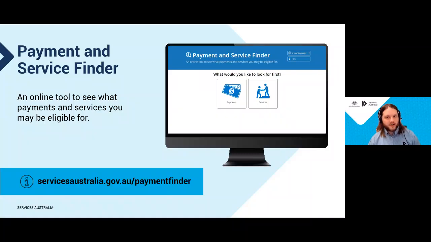Now, if you're not sure where to start, our Payment and Service Finder is a great tool for you to use that you can explore payments and services on. It asks you several questions about your circumstances, about your income and assets, your age, some of your living arrangements, etc. And it will then suggest payments for you to explore further. The Service Finder is a great way for you to learn more about the government and community organisation support available to you in your state or your territory. If you haven't had a look at the Payment and Service Finder, make sure to head to our website and take a look.